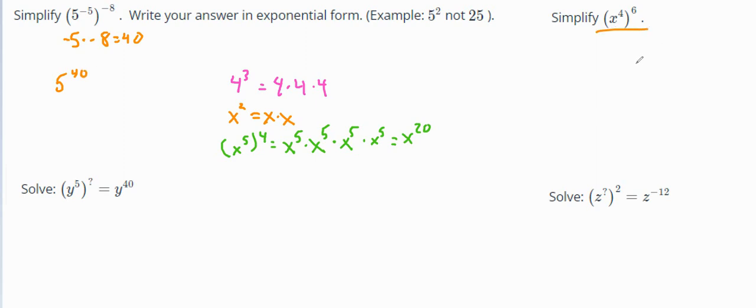The next one, x to the 4th to the 6th power. Well, 4 times 6 is 24. So our answer is going to be x to the 24th power.